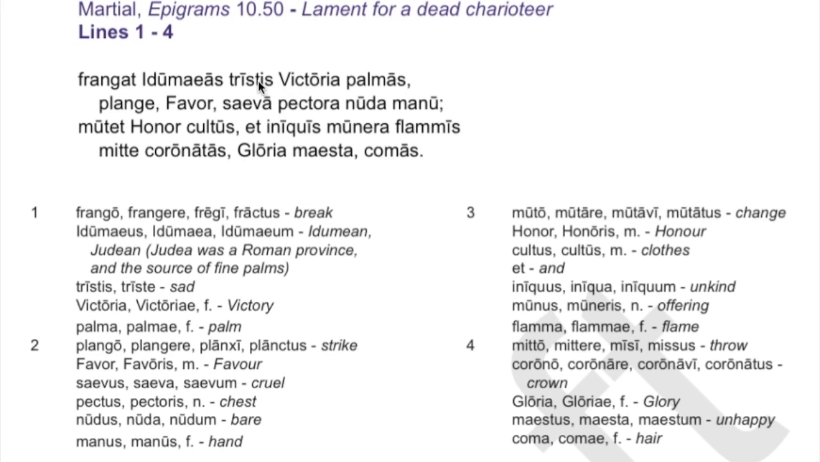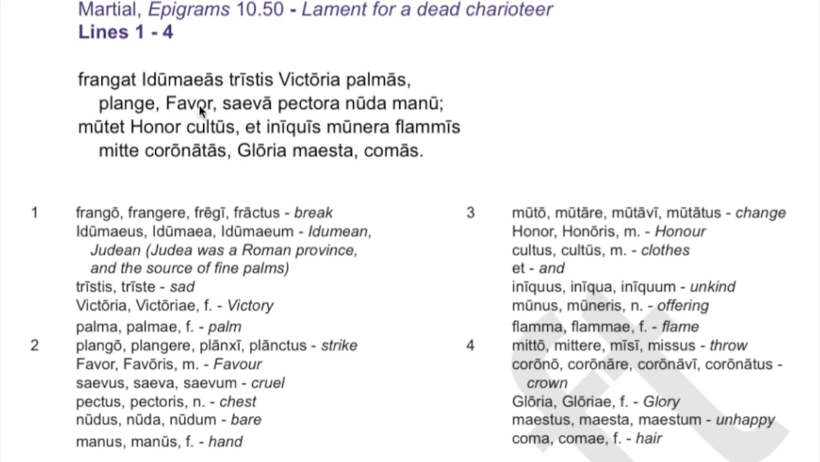And it's let sad victory break. That's tristis victoria, that's nominative, agreeing with that. So let sad victory break the Judean palms. You see, Idumeas, Idumean, means from Judea, which is a Roman province where Israel or Palestine is today in the Middle East, a source of fine palms. So presumably the charioteer won the palms. Remember, Palma was the prize in the Ovid poem. He won these palms, and now because he's dead, the poet is asking or encouraging Victory, who is now sad, to break these palms because it's all awful. There's no point in him having won them. Okay, so let sad Victory break the Judean palms.